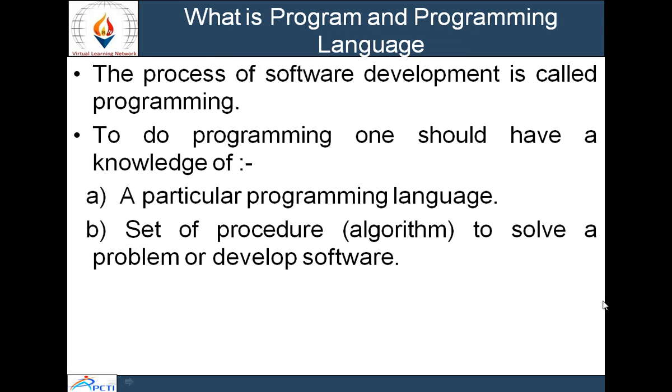What is program and programming language? In the last unit, we discussed algorithm and flowchart. In this unit, we will discuss programming. The process of software development is called programming. To do programming, one should have knowledge of a particular programming language, and a set of procedures, an algorithm, to solve a problem or develop software. It means we write the code in a particular programming language, and that is a program. Program is a set of instructions to solve a particular task or problem.